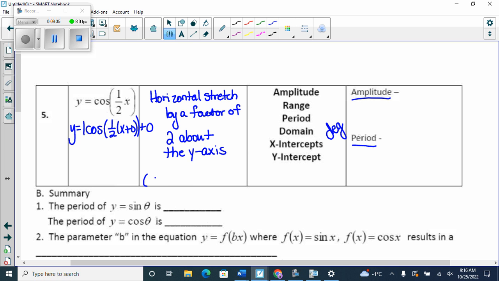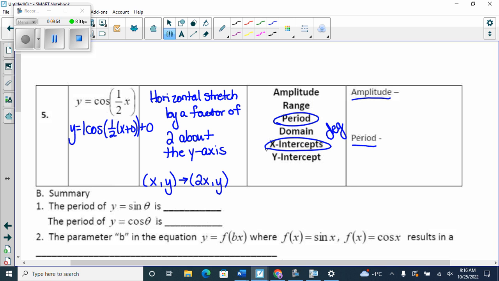If I did mapping, it'd be xy becomes 2xy. Remember, the numbers you have in words are the numbers you're going to have in mapping. Mapping in words is just a different way of expressing the same thing. And once again, the period's going to change, and the x-intercepts.